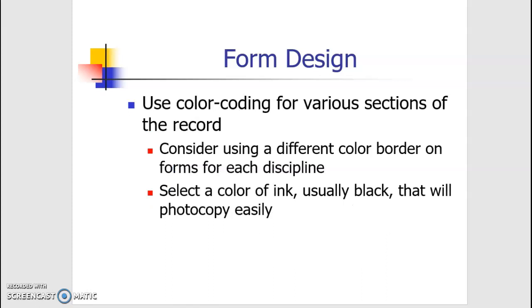Use color coding for various sections of the record. Consider using a different color border on forms for each discipline. So maybe OR, ER, or if you're talking about office outpatient, maybe there's a medication form, maybe there's an intake/outtake form, so anything there. Select a color of ink, and usually let's go with black. This will photocopy easily.